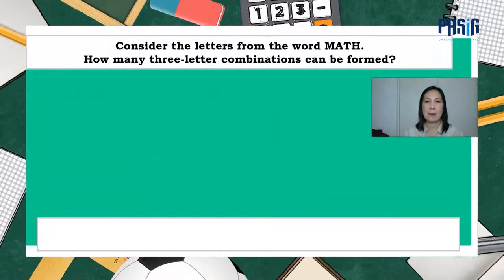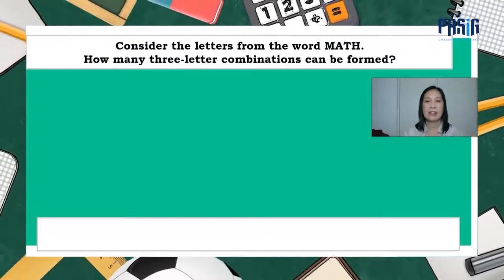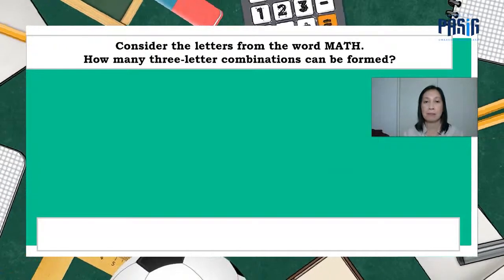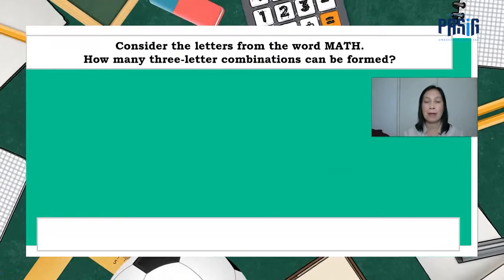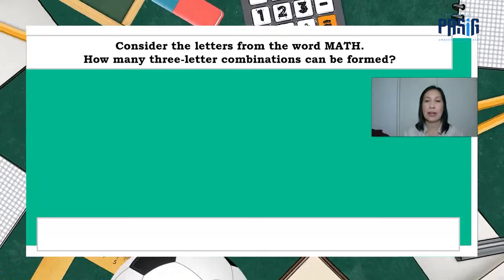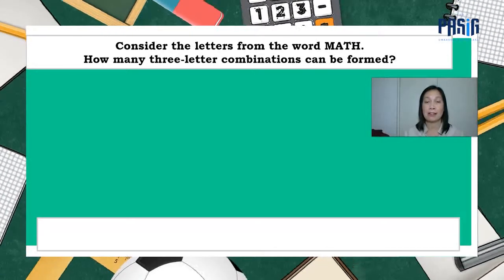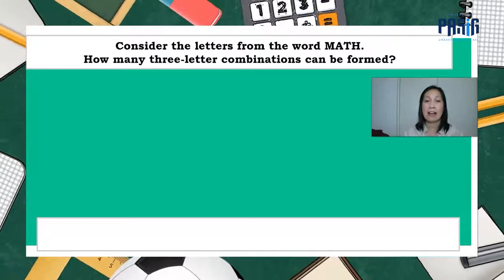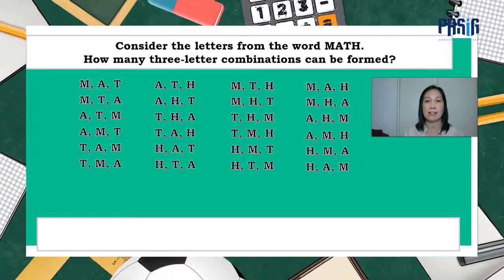Let us have this problem. Consider the letters from the word math. How many 3-letter combinations can be formed? Before we solve the problem, let us recall the lesson wherein the arrangement is important. If the order of the letters is important, then we have the following possible arrangements.